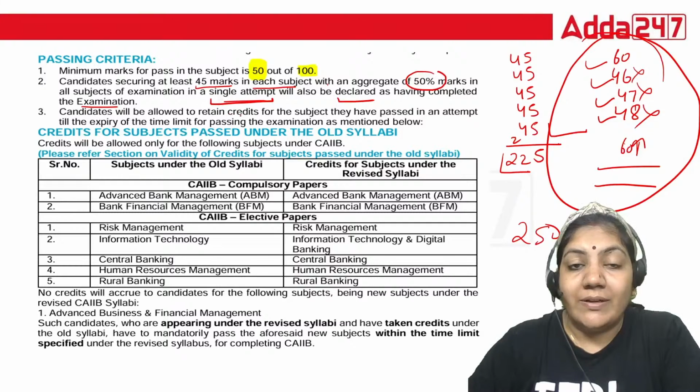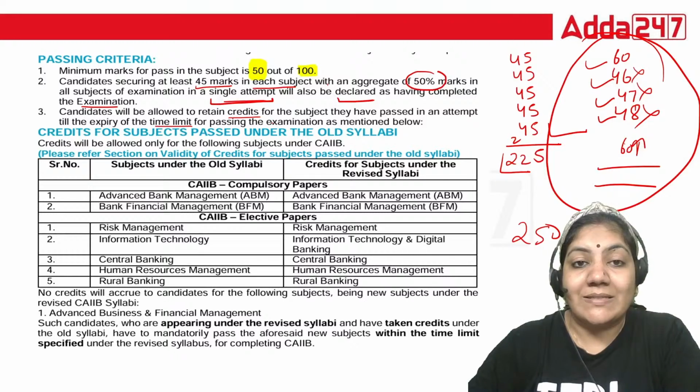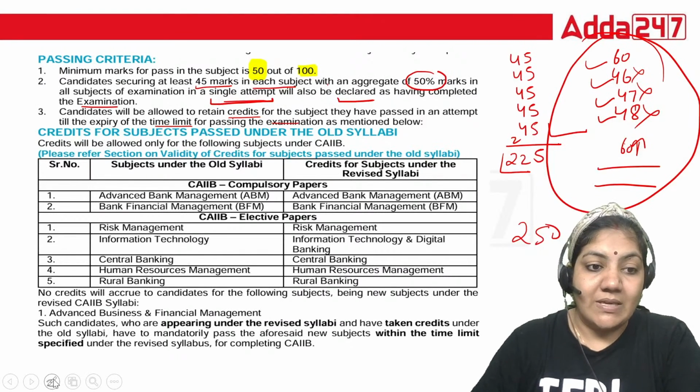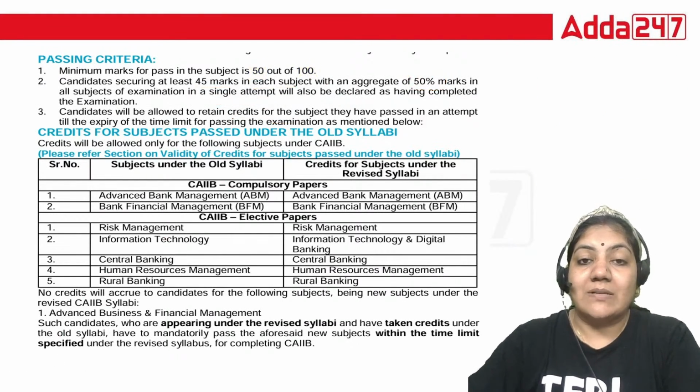Candidates will be allowed to retain credit for the subjects they have passed in an attempt till the expiry of the time limit for passing the examination. Okay. Now see the credit for subjects passed under the old syllabus.